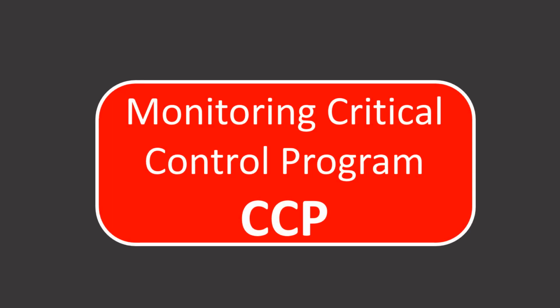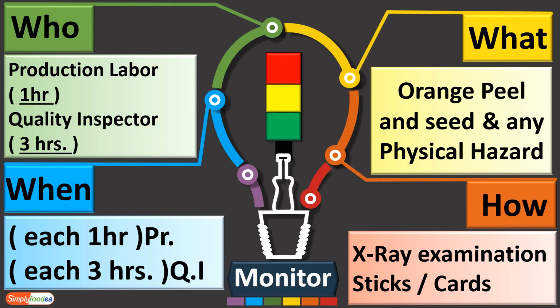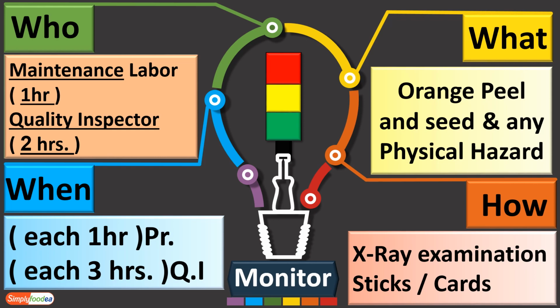Also, as I mentioned in the monitoring of the critical control point, also in the card in the upper right of the slide, you will find that we mentioned the X-ray monitoring. We mentioned that the production labor will monitor it each 1 hour and the quality inspector will monitor it each 3 hours. Okay, why not the maintenance labor? Why the production labor? And why does the quality inspector monitor it each 3 hours? Why not 2 hours? Why not 1 hour?